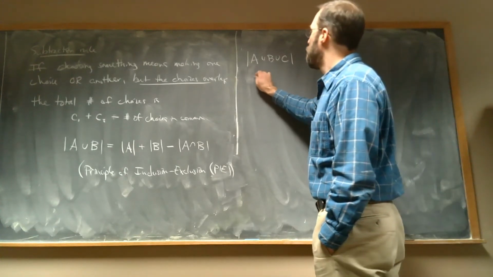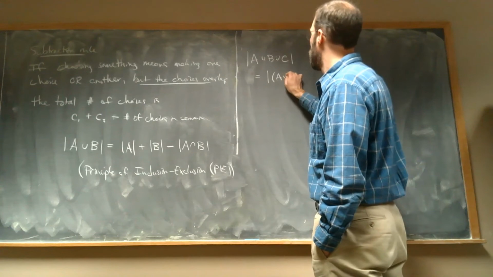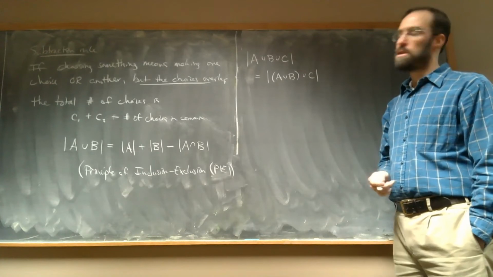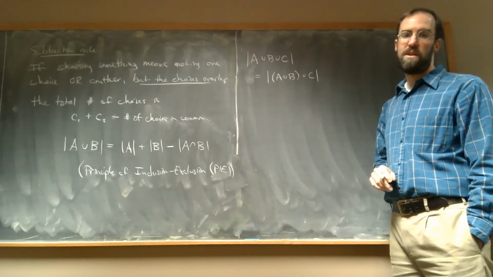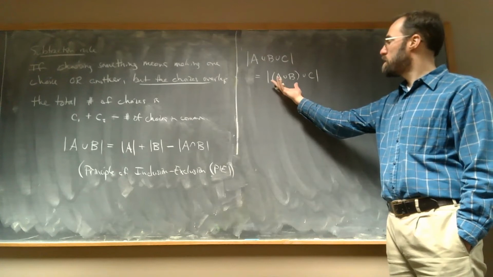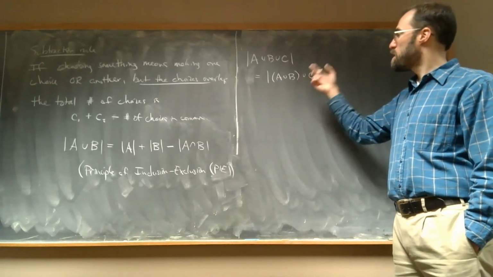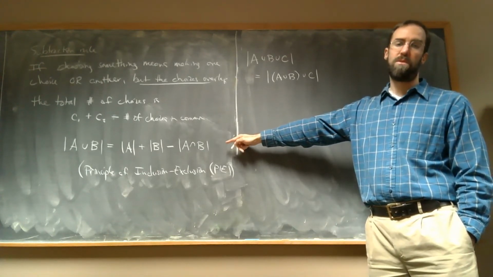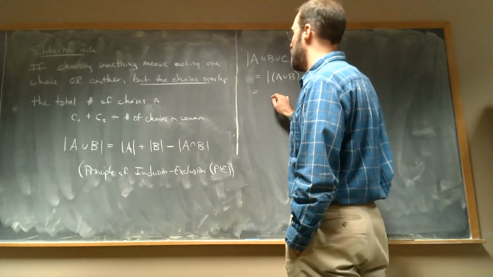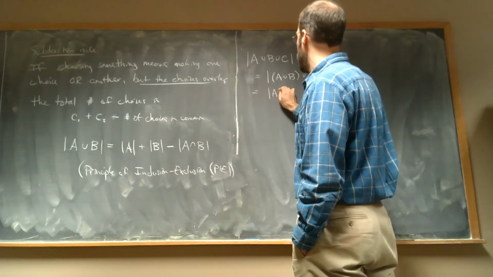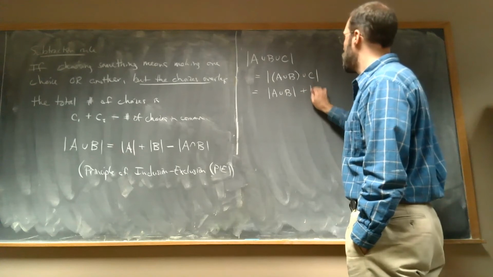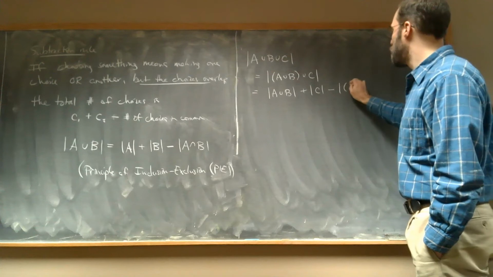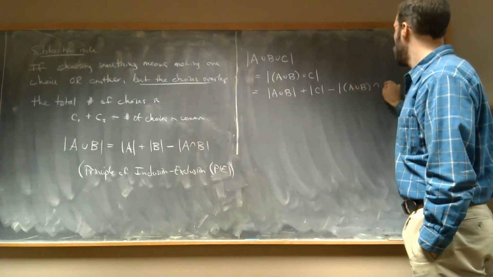Well, first of all, let's notice that union is associative, so I can add some parentheses like this, and now this looks like one set union with another set, so I can actually apply this rule here. So this is going to be the size of my first set, A union B, plus the size of the second set, C, minus the size of their intersection, so A union B intersect C.